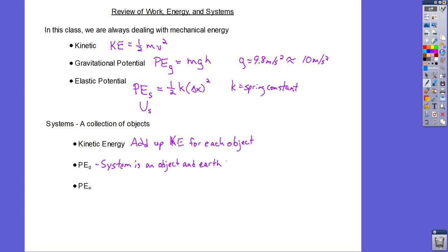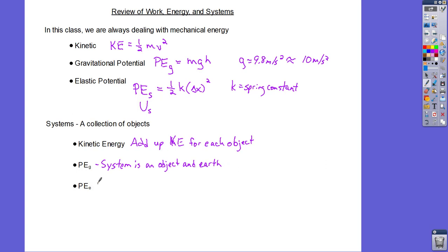So if I have a book sitting on a shelf and it has 10 joules of gravitational potential energy, the most precise, most accurate way to say that is that there's 10 joules of energy stored in the book-Earth system. So the book by itself does not have gravitational potential energy without the gravitational field of the Earth. So we're going to try to include the Earth in the system in that sense.